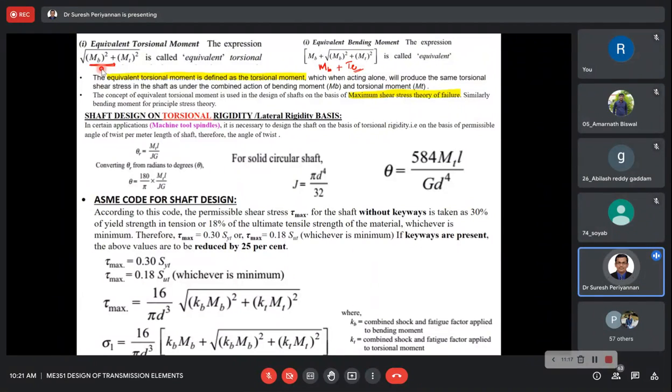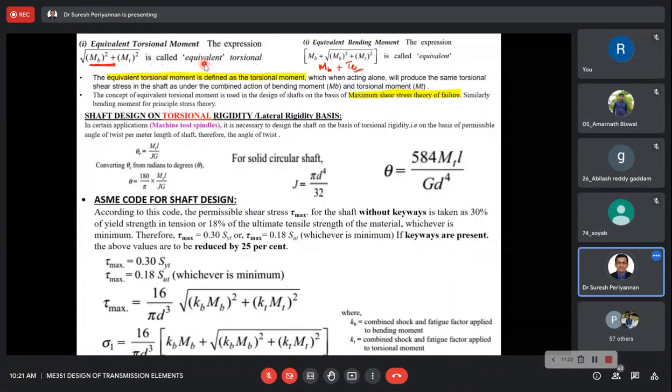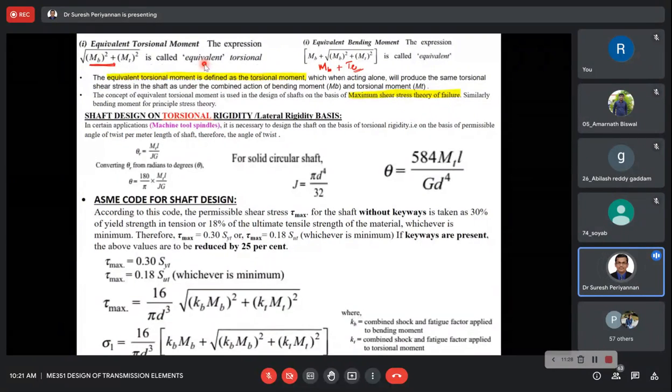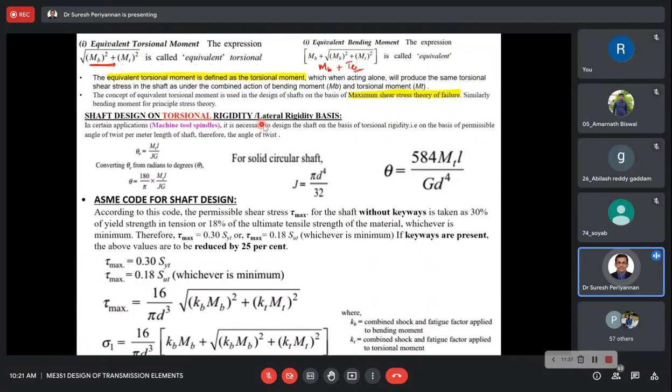Okay, now whatever we discussed was based on strength, the shaft design on the strength basis. Now we discuss the next case, the shaft design based on torsional rigidity. The torsional rigidity is also called the lateral rigidity.